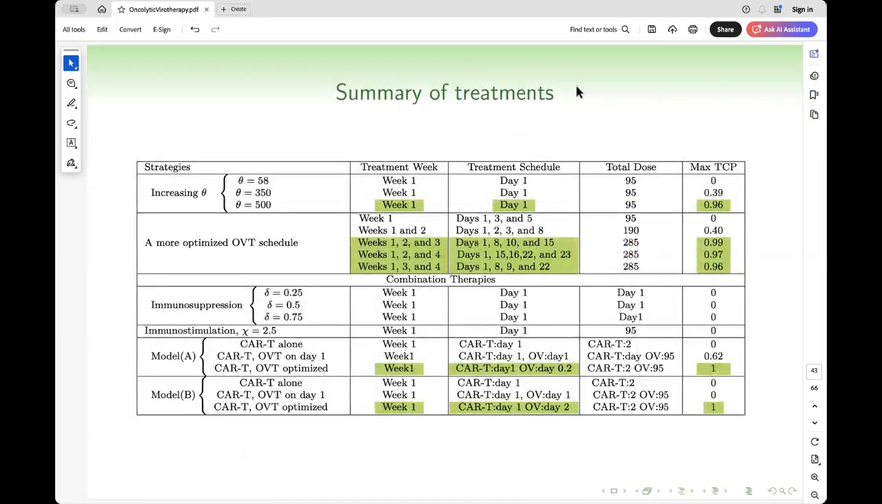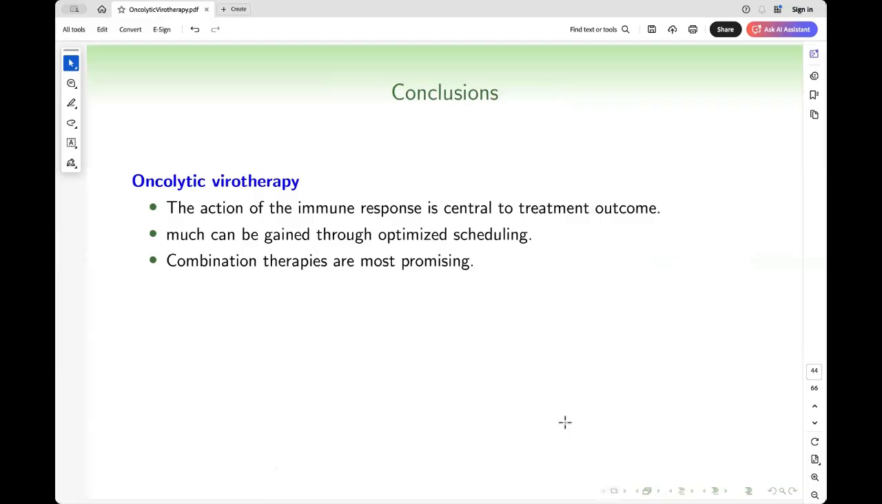Okay. And then here's a summary of all these treatments. Increasing theta, only the highest value leads to success. So here's the maximum TCP. Green highlights all the good treatments. For optimized schedules, we have a whole bunch of good treatments which you can look at. Including CAR T-cell therapy, we also have very good treatments where you get TCP equal to 1. So these are very promising approaches down here. Good. So I think this is enough.